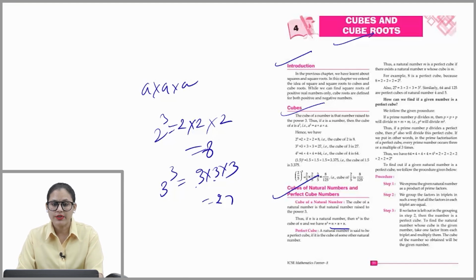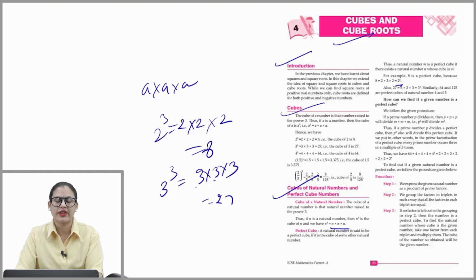cube is m. For example, 8 is a perfect cube because 8 is equal to 2 into 2 into 2, that is 2 raised to the power 3. Also 27 is a perfect cube because 3 raised to the power 3 is 27. Okay. Similarly, 64 and 125 are perfect cubes of natural numbers 4 and 5. Now, the question is, how can you find if a given number is a perfect cube? We follow the given procedure.